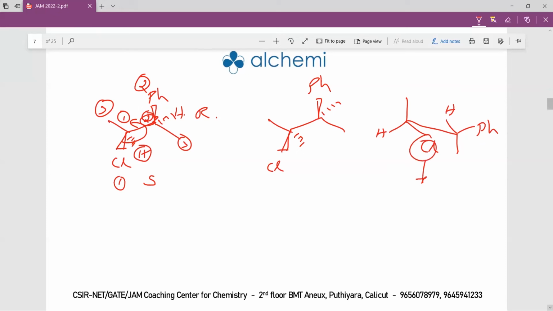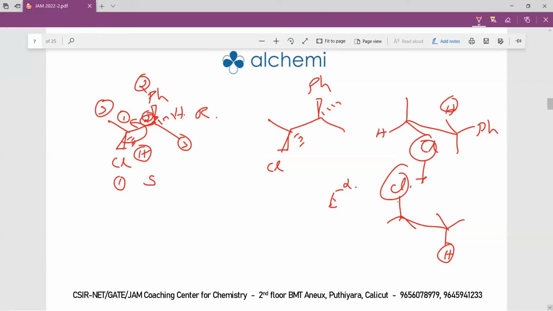Chlorine is the leaving group, and with the two leaving groups, it is all about E2 elimination. So the two leaving groups should be anti-periplanar to each other. To make these two leaving groups anti-periplanar, you should keep this chlorine here, and this hydrogen and this chlorine are the two leaving groups that should be anti-periplanar, here and here. That is the best way to place the leaving group.